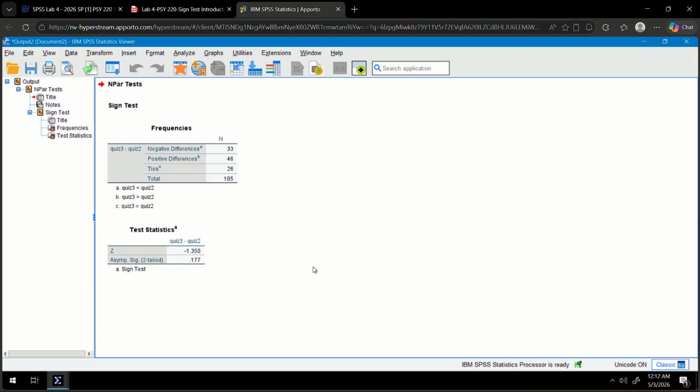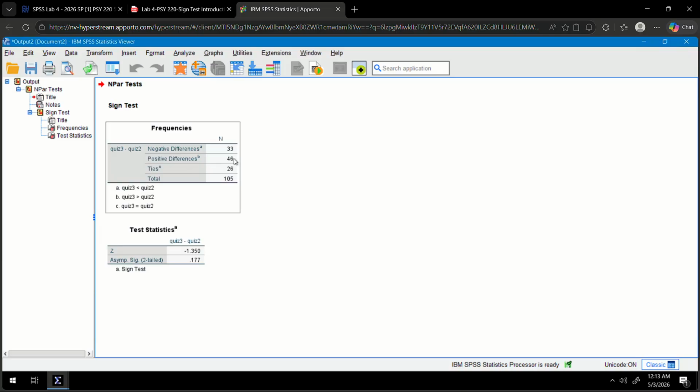They're the same. When we do the sign test, we find that quiz 3 is less than quiz 2 33 times, and quiz 3 is greater than quiz 2 46 times. And we have 26 ties, we discard them. So we're looking at 33 and 46. Is that enough of a difference to say that quiz 3 is actually greater than quiz 2?